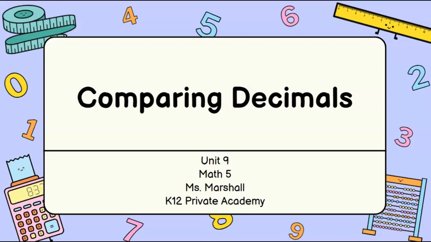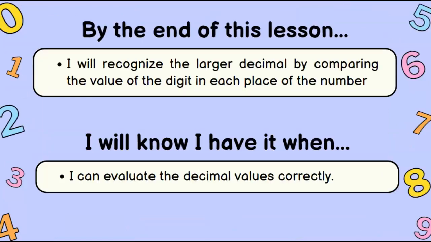Today we're going to be talking about comparing decimals from Unit 9. In this lesson, you will recognize the larger decimal by comparing the value of the digit in each place of the number. You'll know you have it when you can evaluate the decimal values correctly.